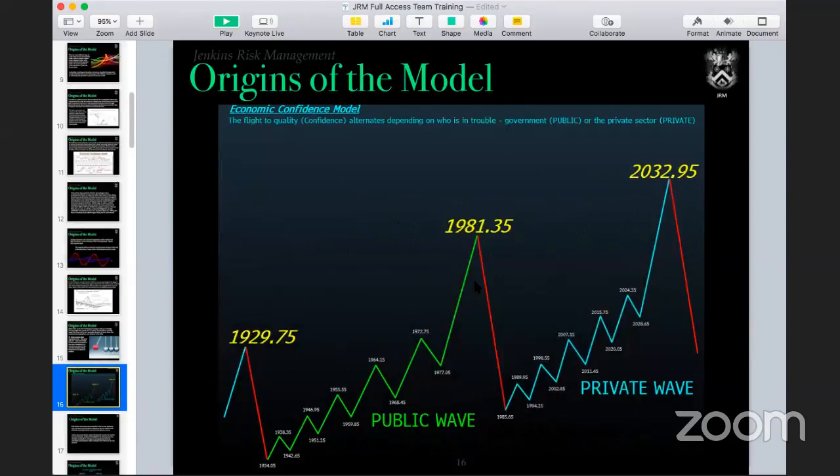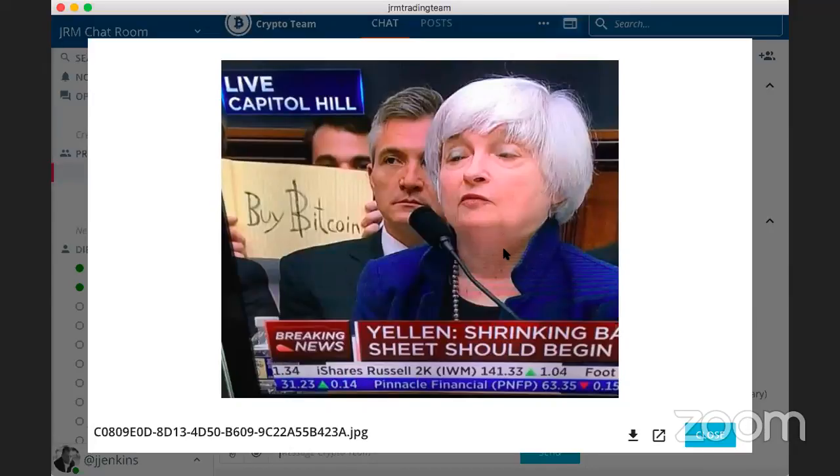I just had one of my guys, I don't know if any of you saw this, put a graphic up today. Let me see if I can switch over real quick. In our crypto team room, I didn't see this, but somebody was holding up a buy Bitcoin sign. Look at this, guys, right behind Janet. I think this was today.